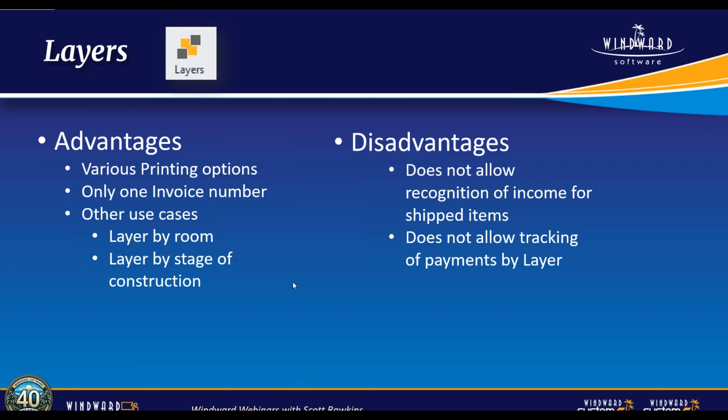You only have one invoice number. A lot of businesses that you're invoicing like that to see that in their statement. It keeps the whole job together. You can do it by room or stage of construction, like Kyle mentioned. And it's got some limitations around the recognition of income, and you really just have one place to drop that payment, unlike with the block and move, where you can have the payment split up.